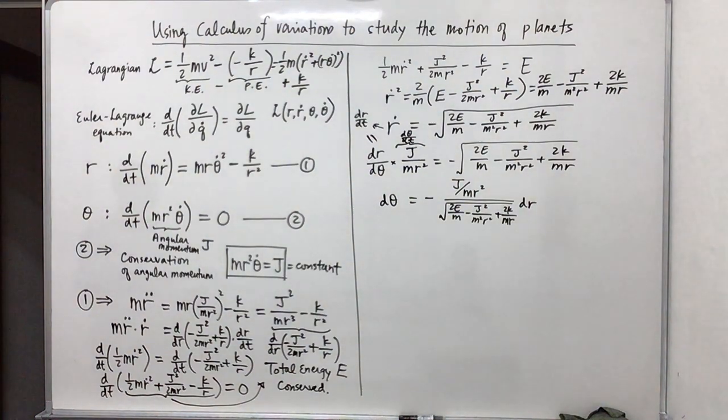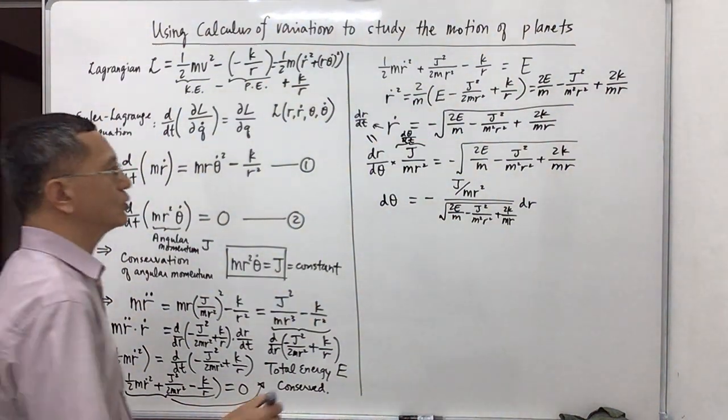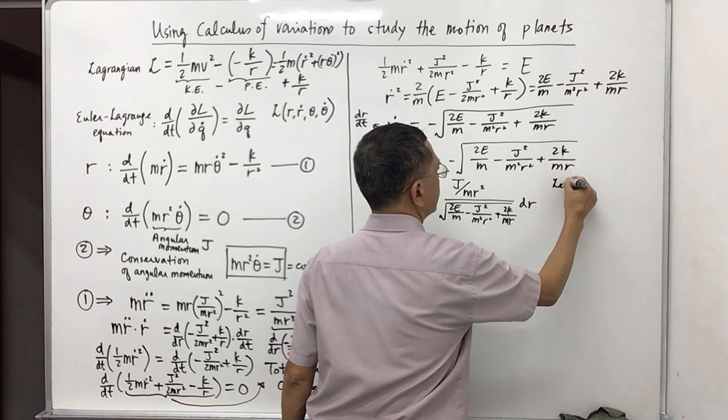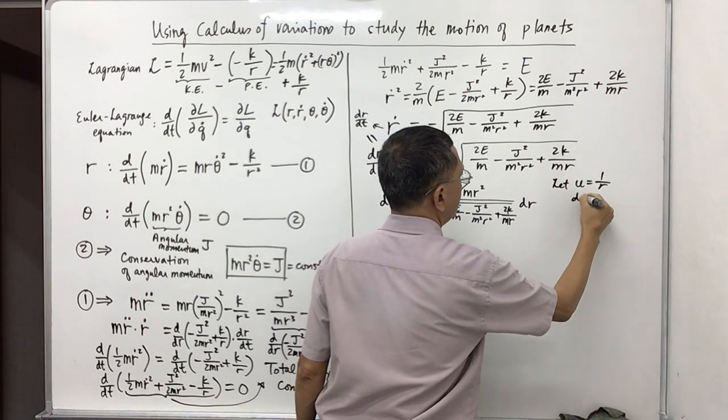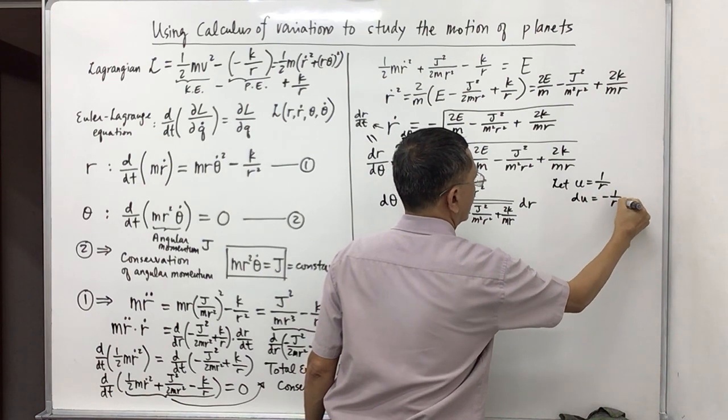Okay, at this stage, if you try to solve this differential equation, most likely you'll get stuck, right? It's hard to solve. But if we just use a simple substitution, things will clear up by a lot. Now that simple substitution is to let a new variable u be equal to 1 over r. Now once you do that, du is negative 1 over r squared dr.